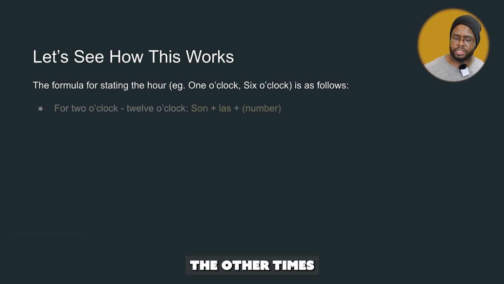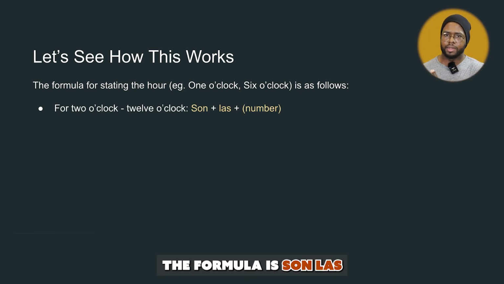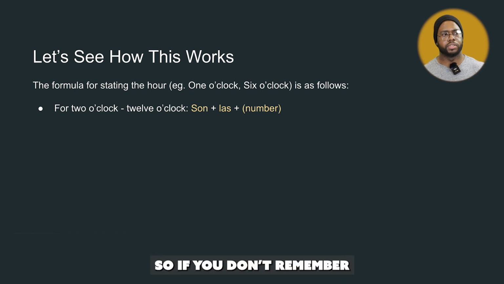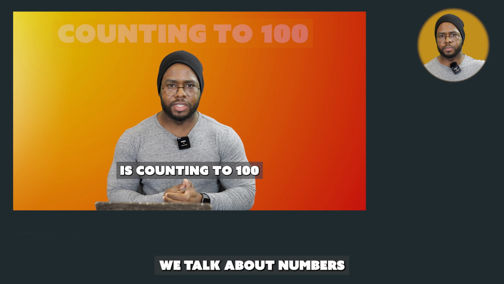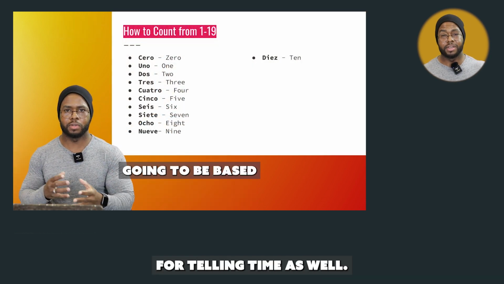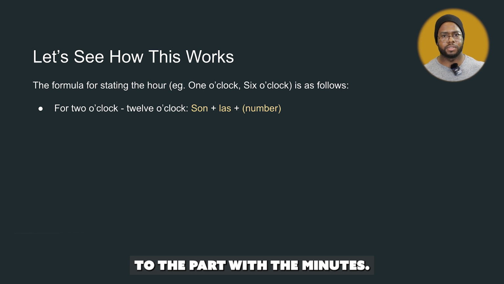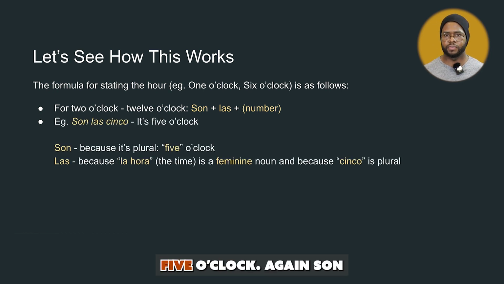For all the other times from 2 o'clock to 12 o'clock, the formula is son, las, and then the number. So if you don't remember how to count, in this video we talk about numbers from 1 to 100, so this video will be very useful for telling time as well, especially when we come to the part with the minutes. So for example, son las 5 would be it's 5 o'clock.